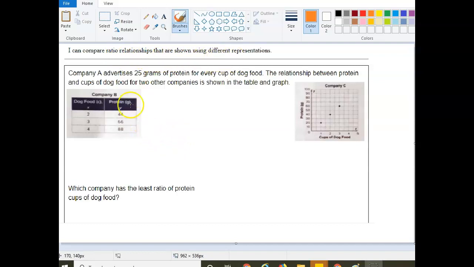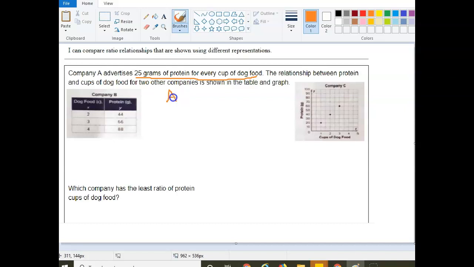So if I look down here, we got a table, we got a graph, looks like we have a story problem, okay? So let's go ahead and compare them. Company A advertises 25 grams of protein for every cup of dog food. The relationship between protein and cups of dog food for the two other companies is shown in the table and graph. Okay, so let's look just at company A.